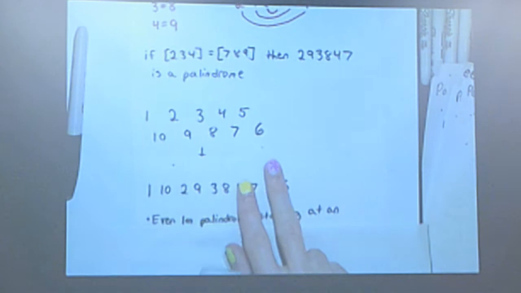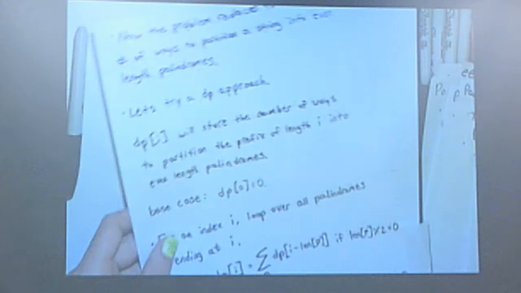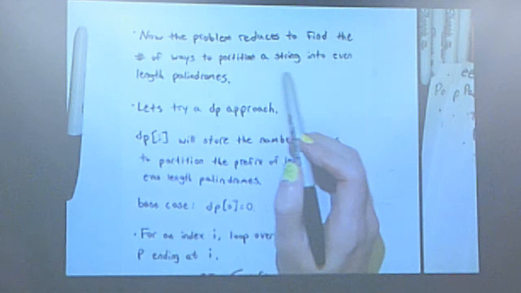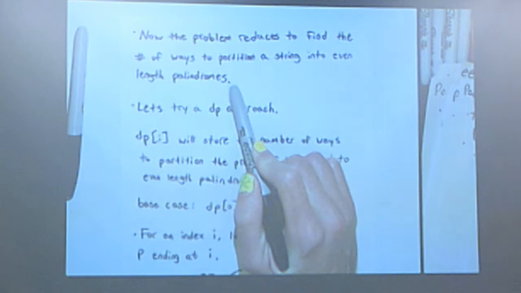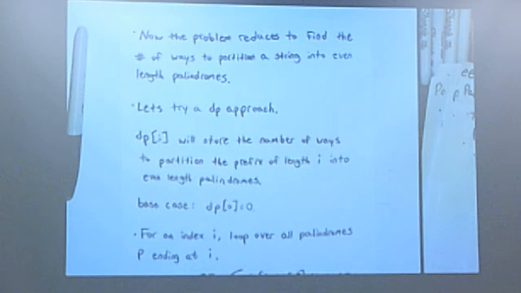So now that we have this string, the problem reduces to: we want to find the number of ways to partition a string into even-length palindromes. And since we're guaranteed that the string is even-length, we're guaranteed that all the positions we're making our palindromes on are even-indexed.